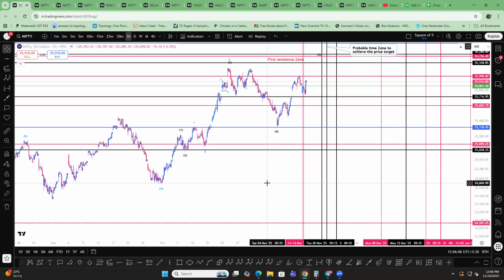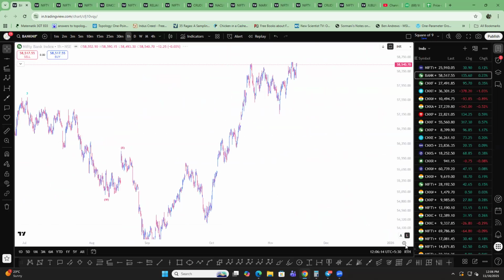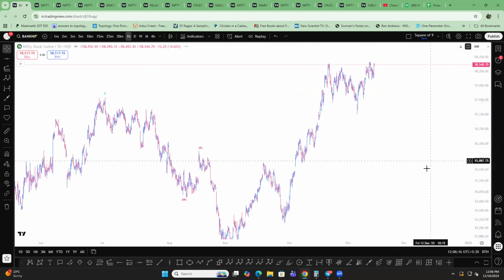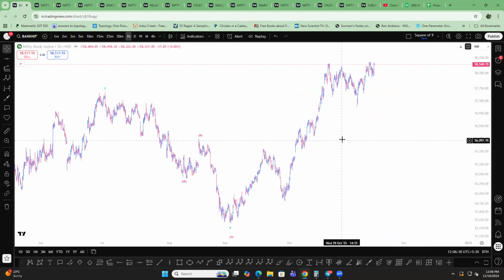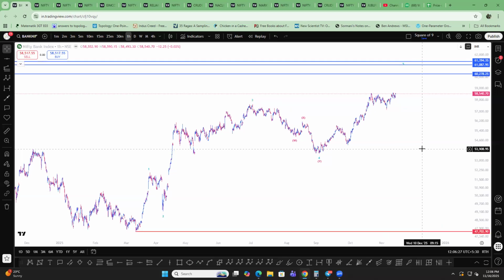Okay, so this is for the index, and also see the Bank Nifty. In Bank Nifty, this is 1, 2, 3, 4, and 5 is in progress. So what is the possible resistance zone in wave 5? For wave 5 it is 60,278 to 61,400.